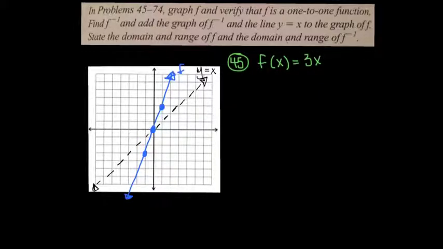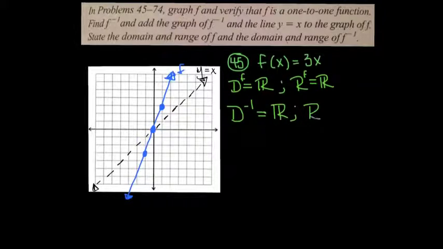You can get the domain and the range by looking at the graph. You could also get the domain by looking at the equation itself, but the domain is all real numbers, and the range of the function f is also all real numbers. And I'm using the symbol for all real numbers there, the capital R with the extra vertical bar. Before we even find the inverse, we can find the domain and the range of the inverse. We know that the domain of the inverse is just the range of the original function. So the domain of the inverse is also going to be all real numbers. Same thing with the range of the inverse. The range of the inverse is just the domain of the original, so it will also be all real numbers.